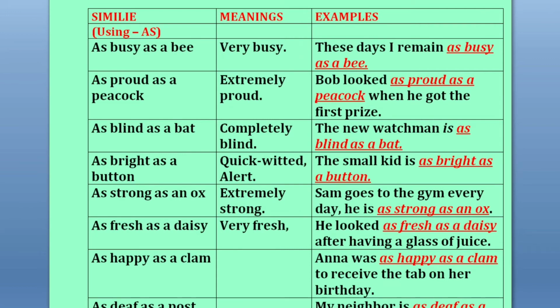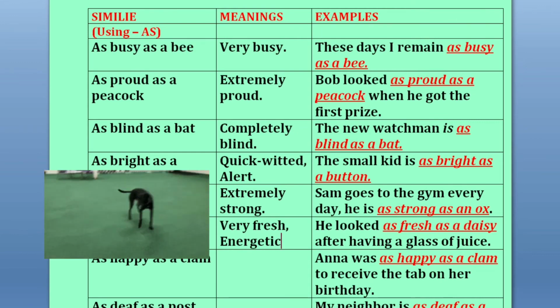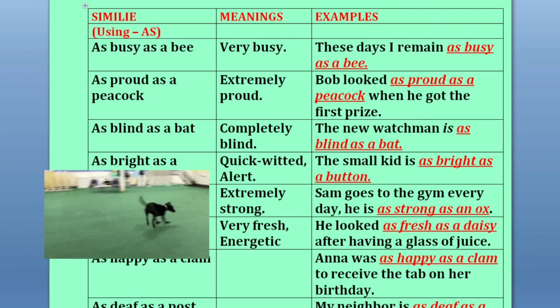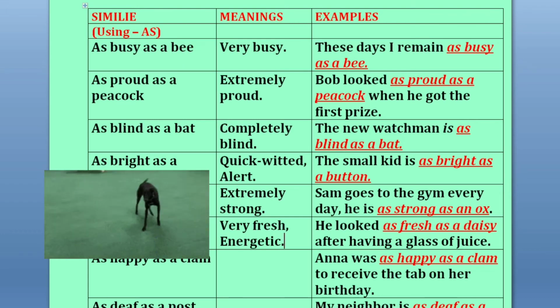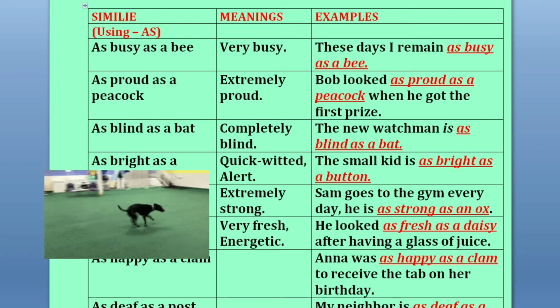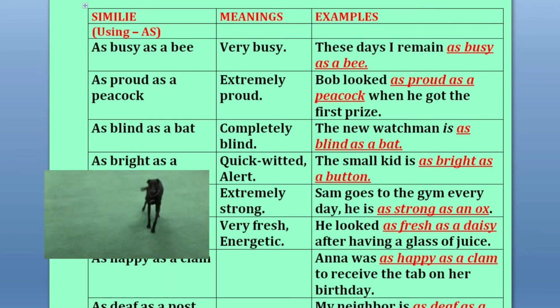As I'm typing the meaning, as you see on your screen, sixth one is as fresh as a daisy. That means very fresh and energetic. So you can talk about someone who looks quite energetic and fresh. That time you can say that he looks as fresh as a daisy. As you see the example is given, he looked as fresh as a daisy after having a glass of juice. That means he looked quite energetic, right?